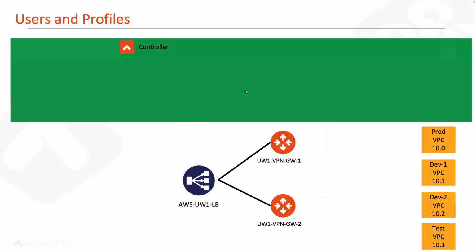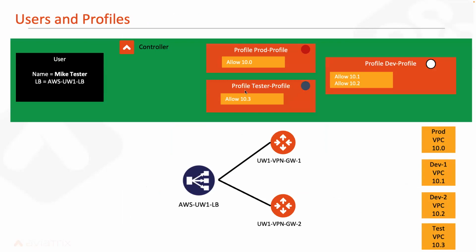So this is again explaining users and profiles. Here they're assuming that everything is being done on the controller. You have a user called Mike Tester. He is associated with a profile called Tester Profile that allows access to 10.3. Once the user's VPN client connects, because we don't have an IDP, we have to have a certificate per user. So Mike has a Mike.ovpn file, which is the client certificate issued to Mike to authenticate.